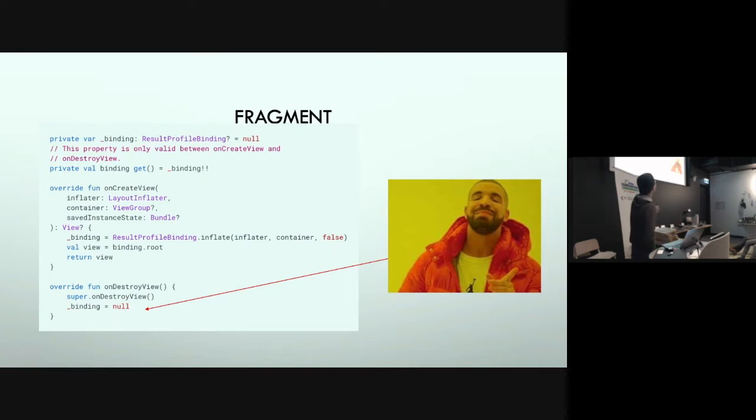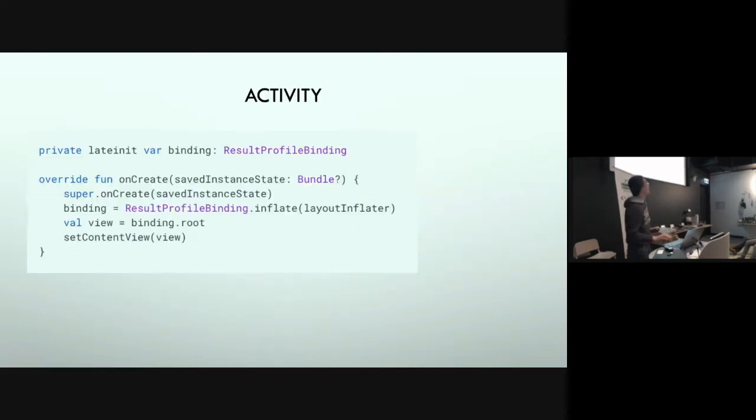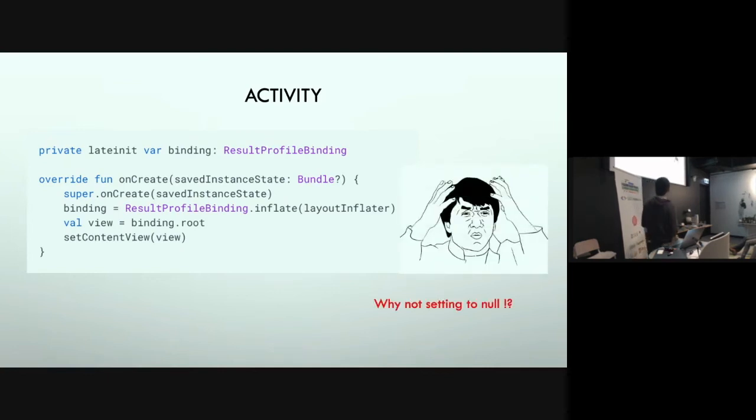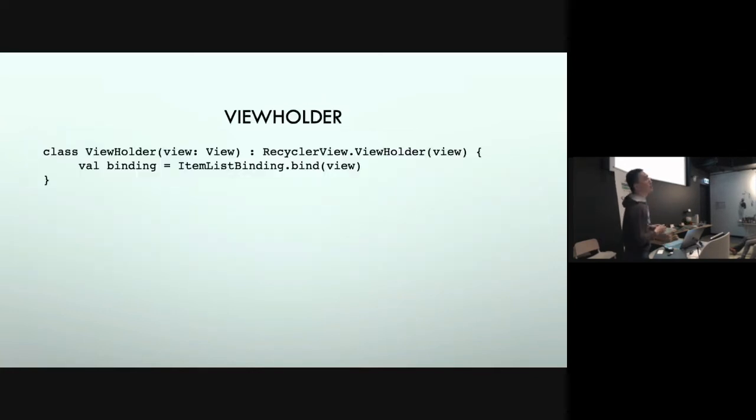This is Fragment. So let's get on to Activity. This is the example that Google gave, right? In onCreate, binding. Awesome, we are still in binding. But why is it not setting to null? When we are creating a fragment, we are setting to null. But for activity, Google doesn't give an example of setting it to null.